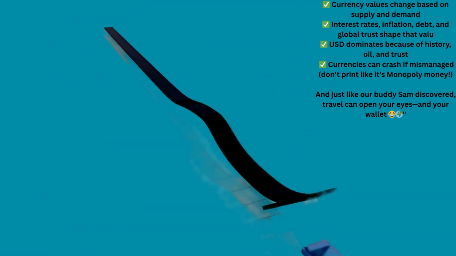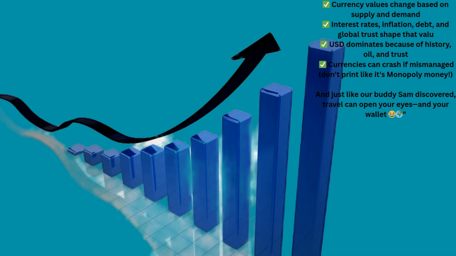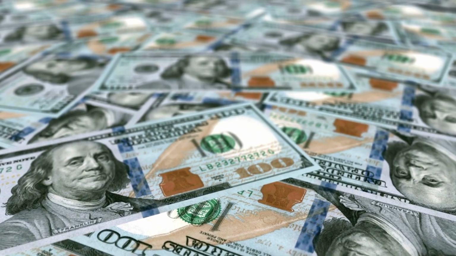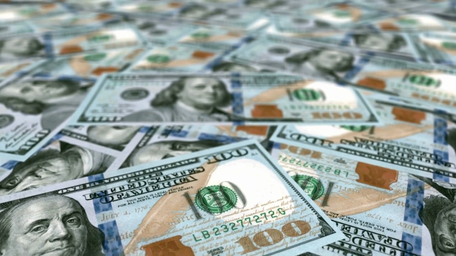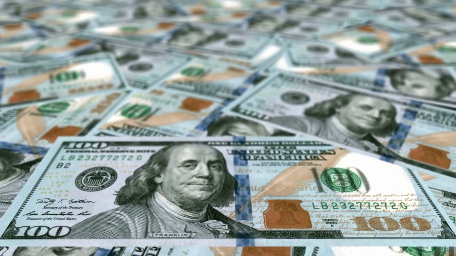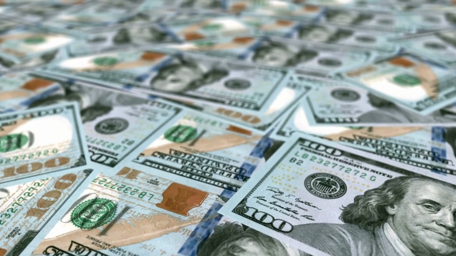Okay fam, let's wrap this up with some golden nuggets. Currency values change based on supply and demand. Interest rates, inflation, debt, and global trust shape that value. USD dominates because of history, oil, and trust. Currencies can crash if mismanaged. Don't print like it's Monopoly money. And just like our buddy Sam discovered, travel can open your eyes and your wallet.